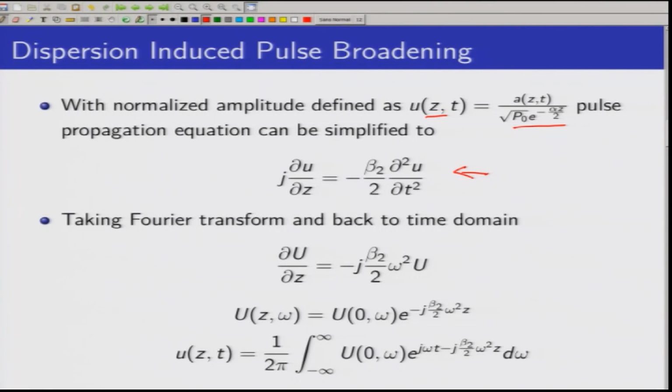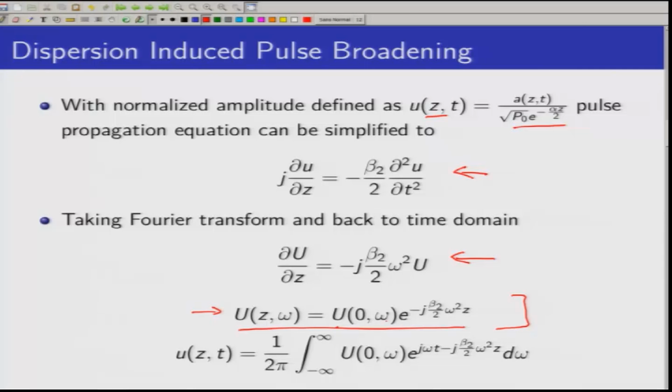Now, to solve this equation, we will take the Fourier transform. Once we have the Fourier transform, we have an equation like this. Now, we can see what U(z,omega), which is the Fourier transform of U(z,T), would be. This equation is indeed very important because when the pulse has propagated over a distance z, the pulse is nothing but the incident pulse, U(0,omega), multiplied by a dispersion factor which is exponential minus j beta 2 by 2 omega square z.